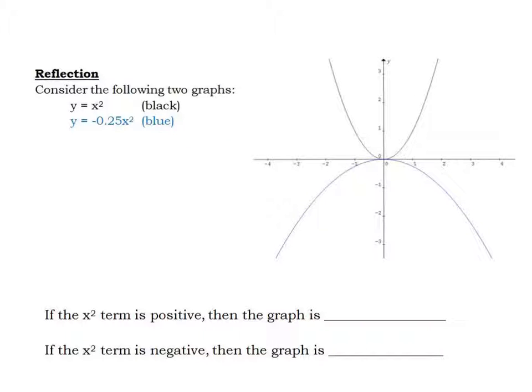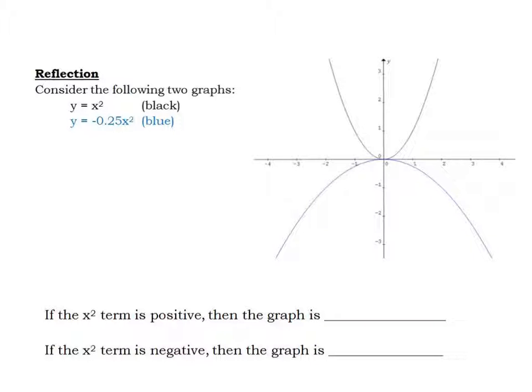Another thing that can happen to our graph is that it can be reflected. So we've got our basic y equals x squared. Now the next one is y equals negative 0.25 x squared. We already know from previously that the 0.25 will dilate the graph, and because it's between 0 and 1, that will make it wider. But the thing I really want to look at here is the minus sign. The effect of the minus sign is to reflect the graph so that it's downwards.